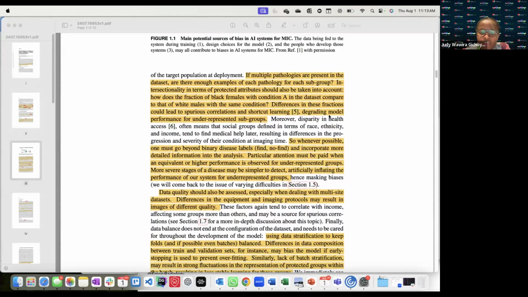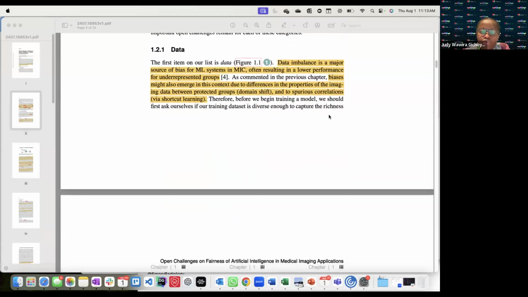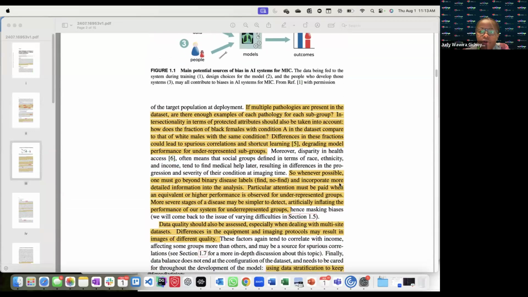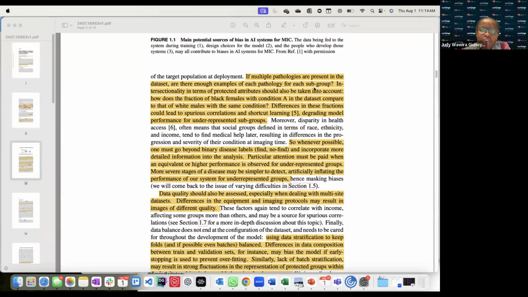And so this first chapter is saying, why is my system biased, right? What should you be thinking around as you move on, is that you have to be saying, if multiple pathologies are present in a data set, are there enough examples of each pathology for each subgroup? And intersectionality in terms of protected attributes should also be taken into account.